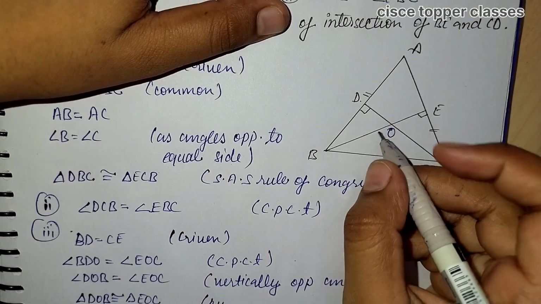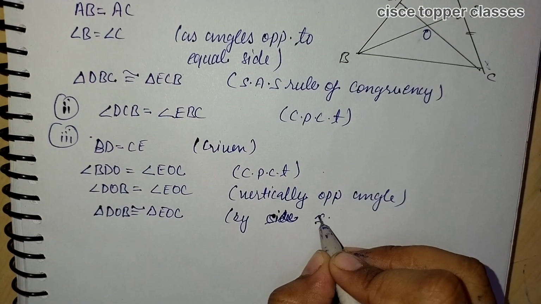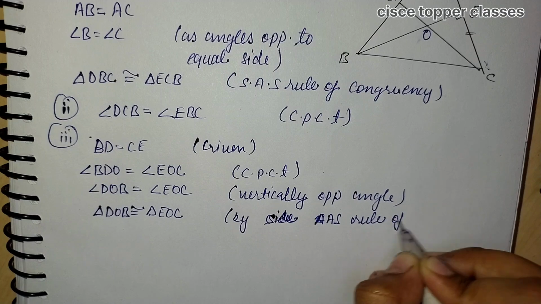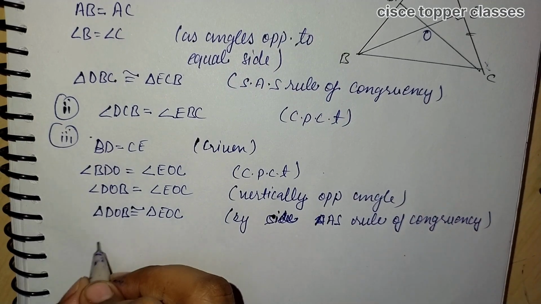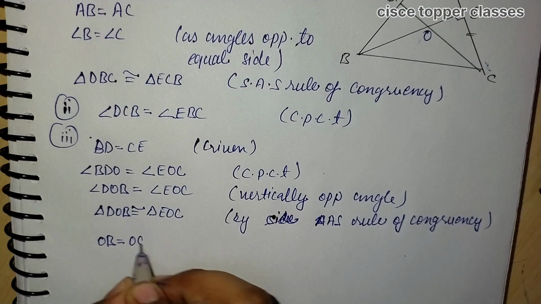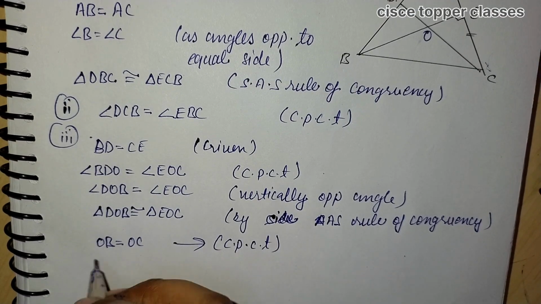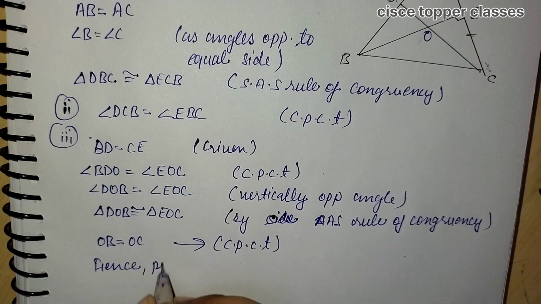angle and side congruency, meaning by the angle side rule of congruency we can prove that these two triangles are congruent, and from here only we can say that OB is equal to OC by CPCT, which we have to prove here. So this is the final thing which we have to prove, hence proved.